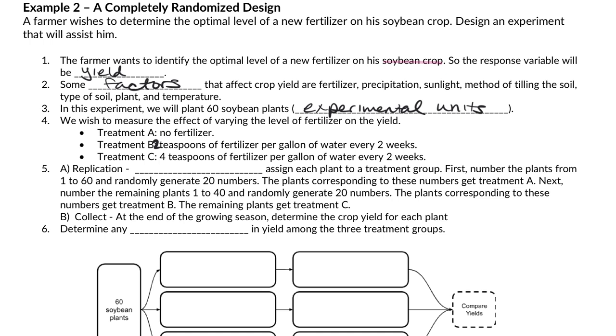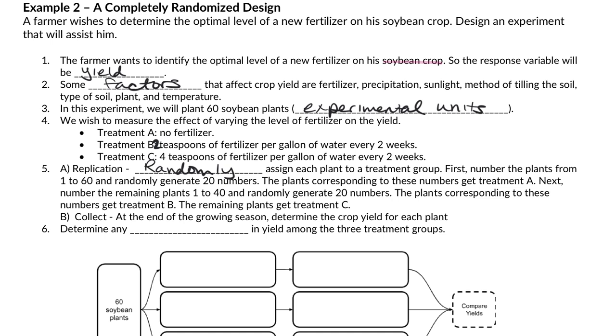When we get to step 5 with the replication, that means we are going to randomly assign each plant to a treatment group. To do this, first we're going to number the plants from 1 to 60 and randomly generate 20 numbers in some way that we did last time. Maybe with our calculator, maybe with a table of random numbers. These plants corresponding to these numbers will get treatment A.